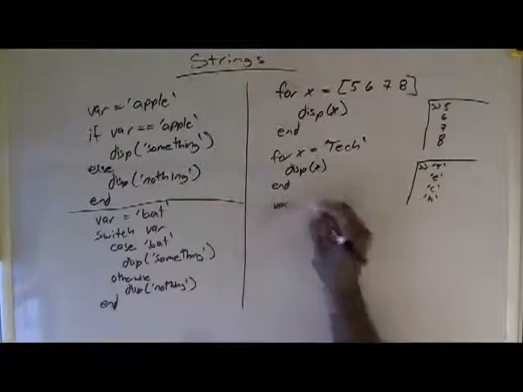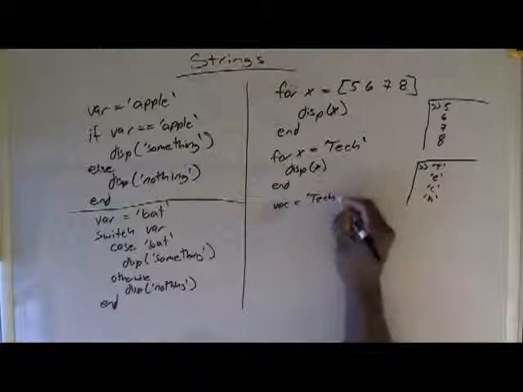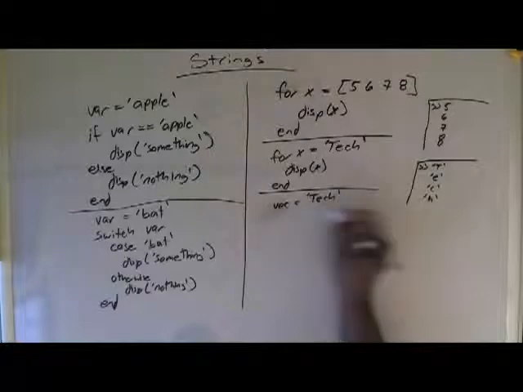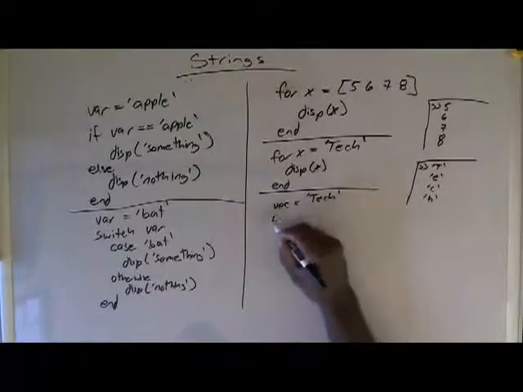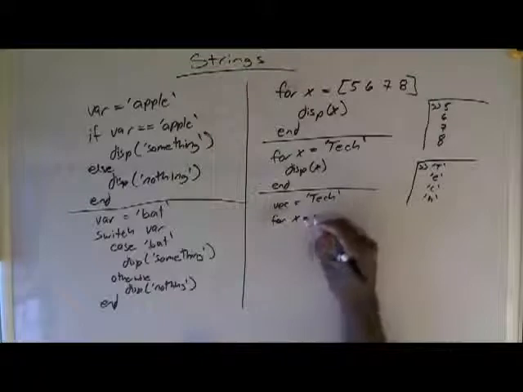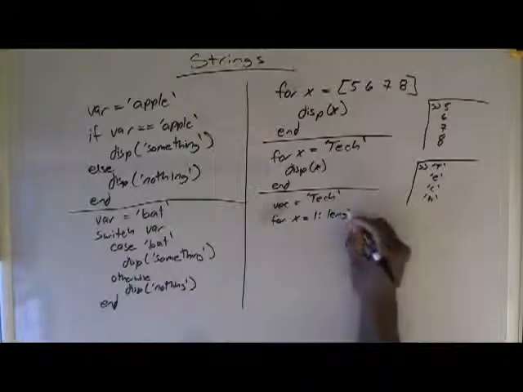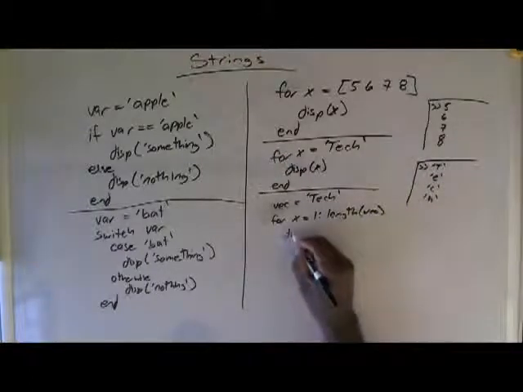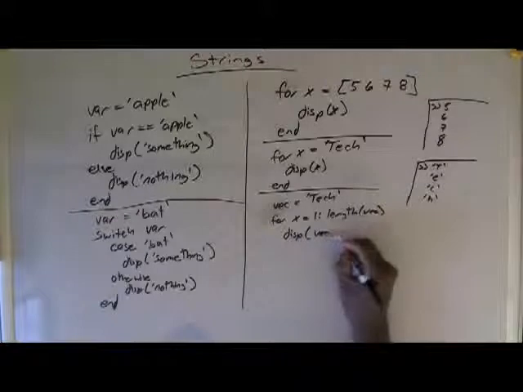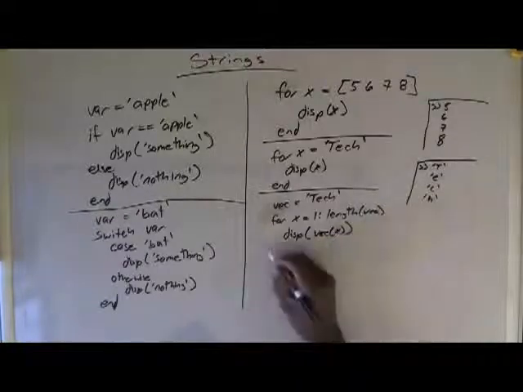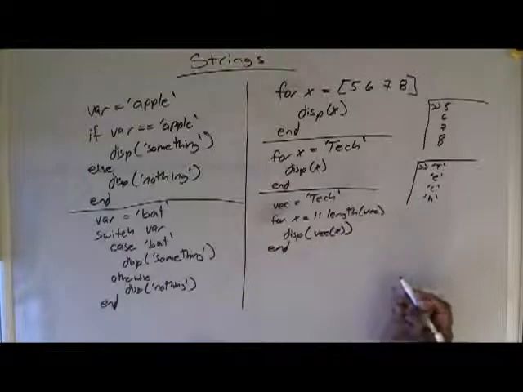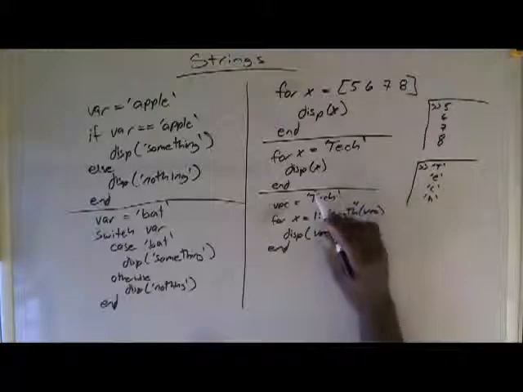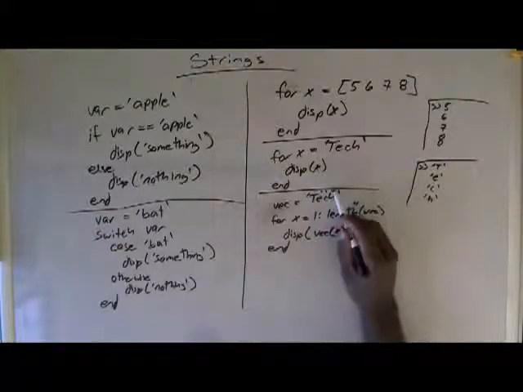Let's just say if the vector equaled TECH, and this is a different example, I would say for x equals 1 to the length of vec, and then I would say display vec indexed at x. Okay, now the first time through x, well, first of all, the length of vec equals 4 because there are 4 characters here, indexed 1, 2, 3, and 4.